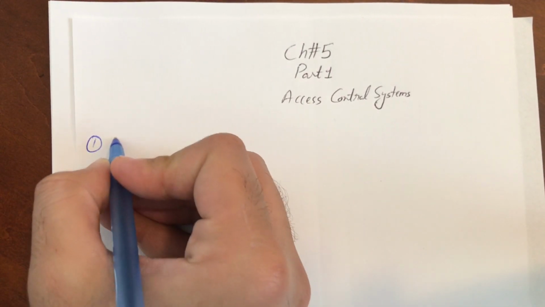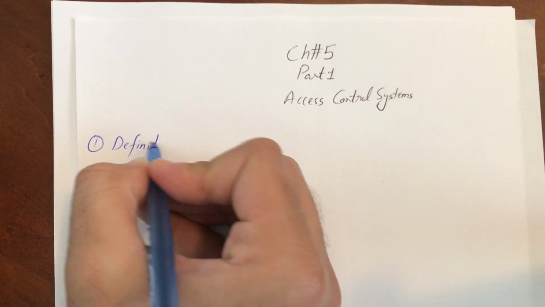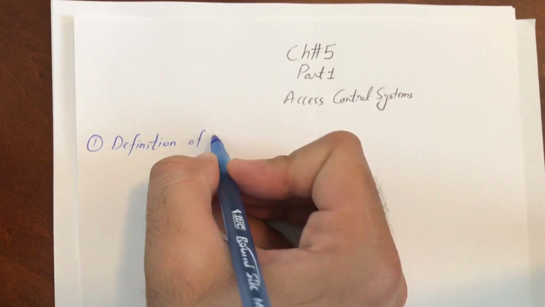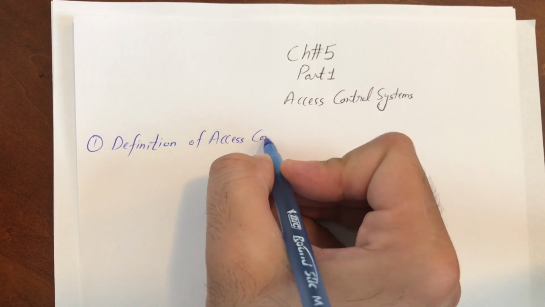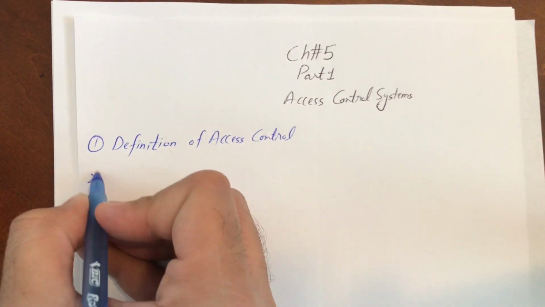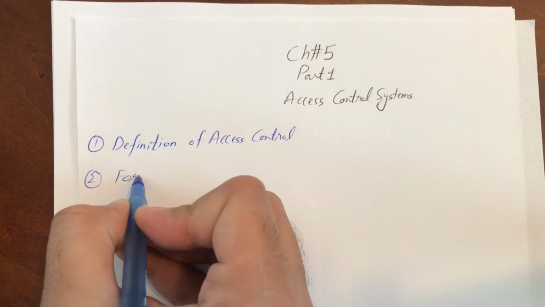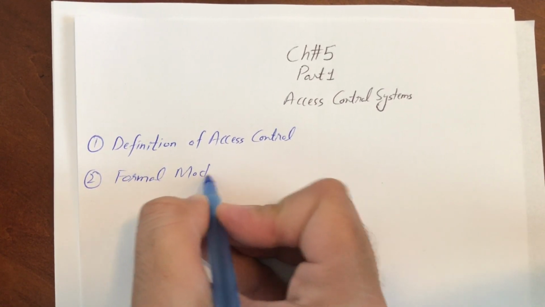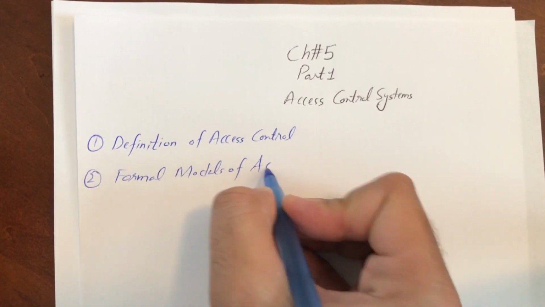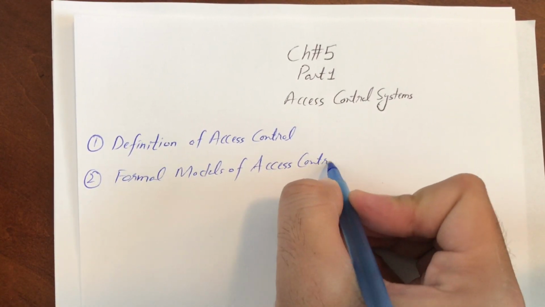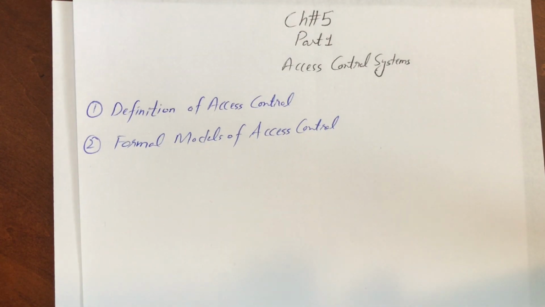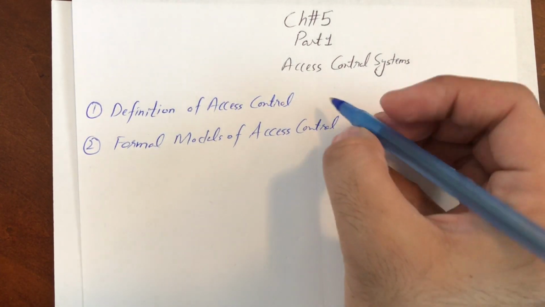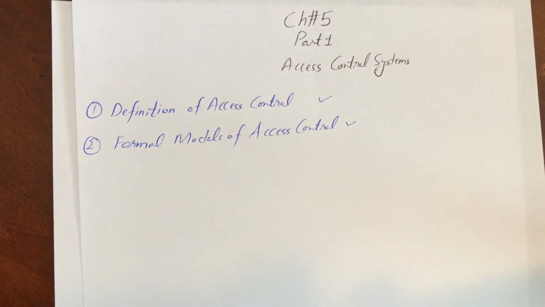Number one, we'll discuss the definition of access control. Secondly, we'll talk about some formal models of access control. And then in the next part, we will be discussing formal authentication systems, and we will also talk about implementing access control. So today we're going to discuss the definition of access control and some formal models of access control.